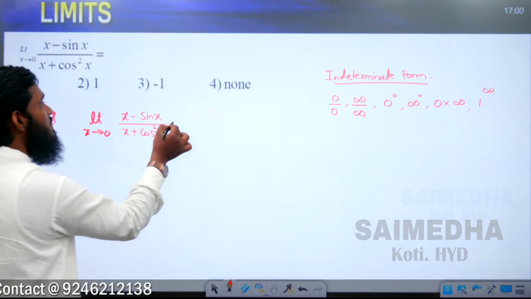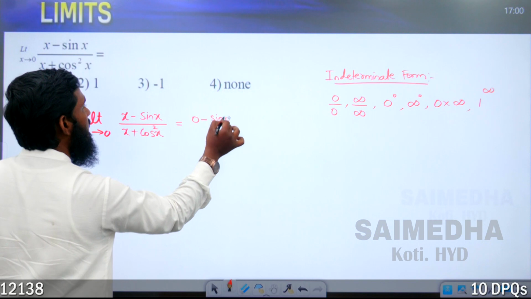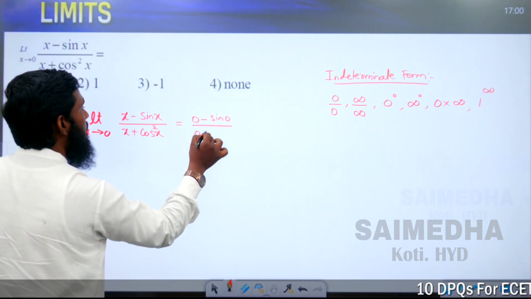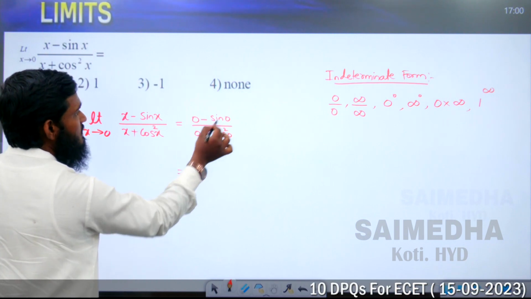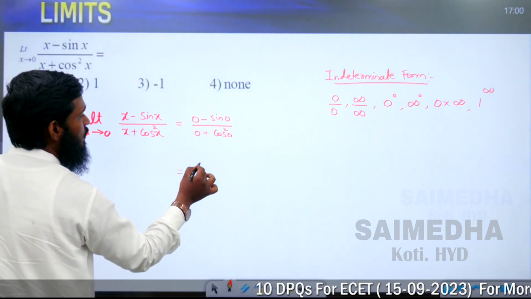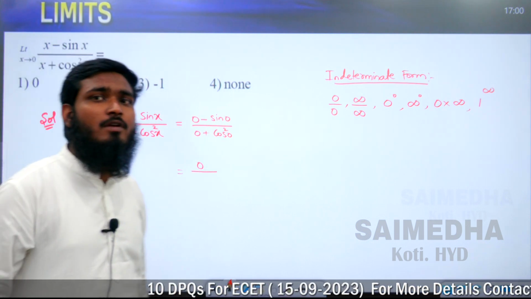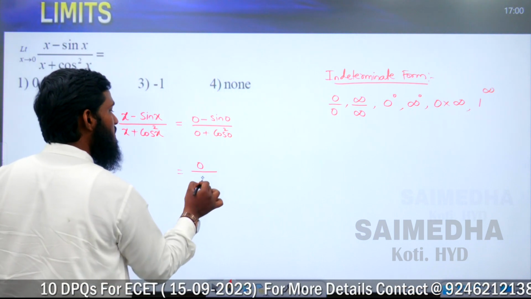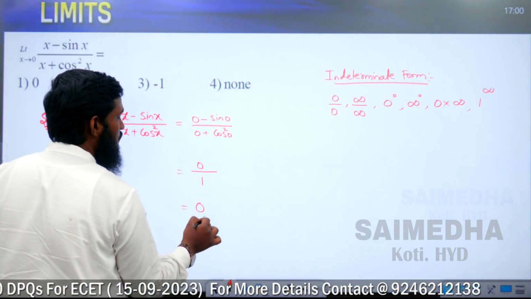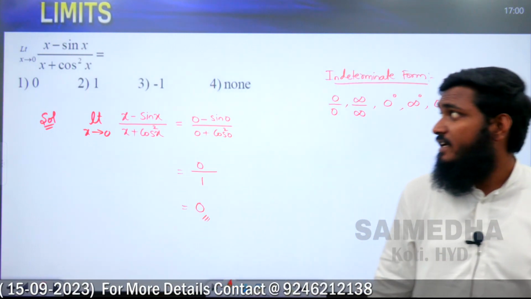If you substitute x equals 0, what will happen? 0 minus sin 0, divided by 0 plus cos square of 0. Sin 0 value is 0, so 0 minus 0 means 0, divided by 0 plus cos 0. Cos 0 is equal to 1, and 1 square is 1. So 0 plus 1 means 1. So 0 by 1 is equal to 0. So we are getting the answer as 0.